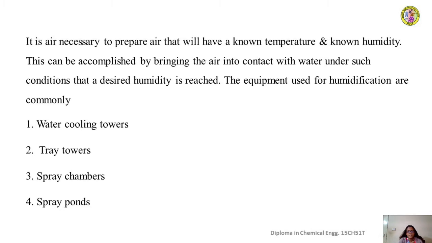So in various places, it is necessary to prepare air of required humidity and temperature. That is achieved by bringing the air into contact with water under such conditions that the desired humidity is given to the given sample of air. So there are different kinds of equipments used for this purpose. Let us discuss some of the equipments that are used in industries for humidification operation.